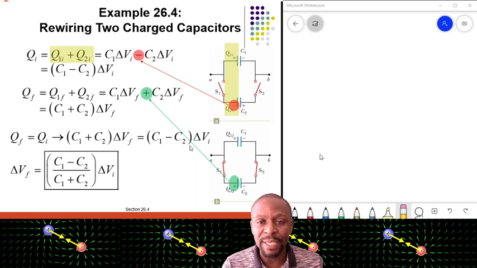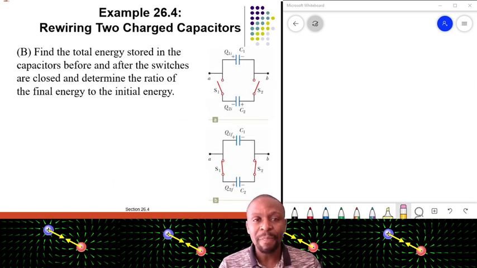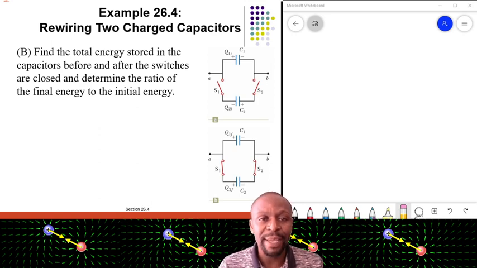Now if you rearrange this equation, you can just find that the final change in potential is just given by this equation. Please note the signs initially and note the signs finally. Now part B of the question is saying, find the total energy stored in the capacitor before and after the switches are closed and determine the ratio of the final energy to the initial energy.